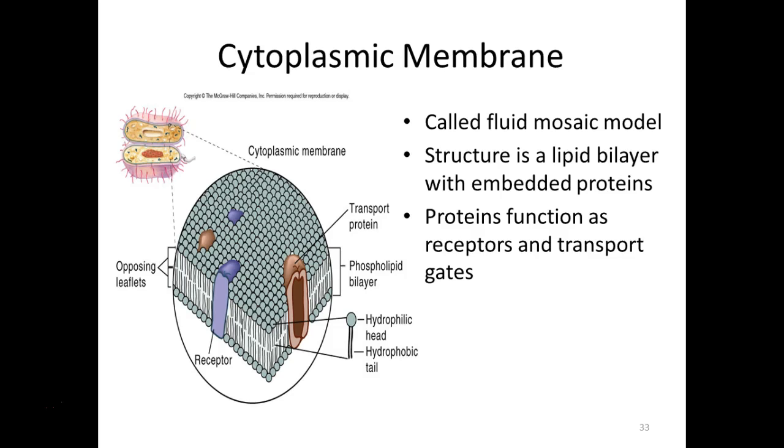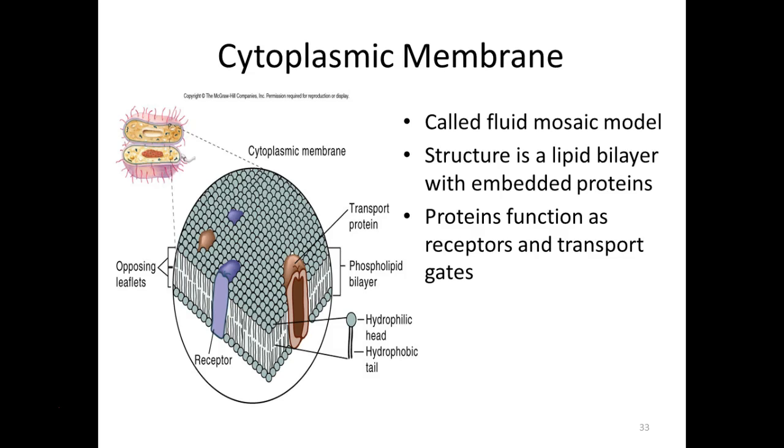And then transport gates, right? They're going to allow stuff to facilitate through from one side to the other. They may even need to expend energy to achieve that goal. These guys are not stuck in a particular location either. They float through this sea of phospholipids that makes up this membrane. So they're almost like icebergs floating on the sea, these proteins. They can move around on the surface of the cell.